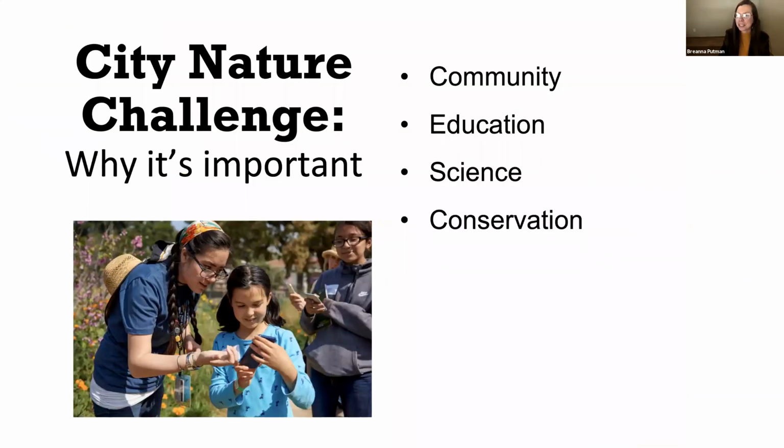Okay, so I'm going on to my next section. Why participating in this event is important, and why I hope I get you excited to participate. We'll talk about community, education, science, and conservation.